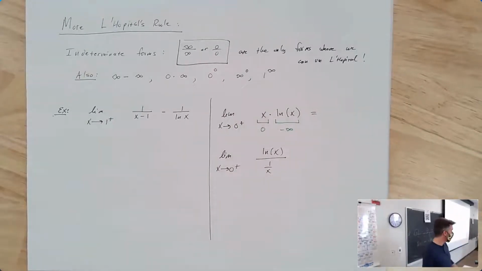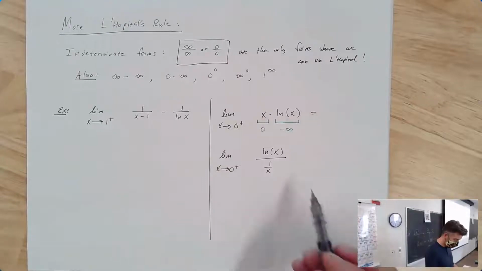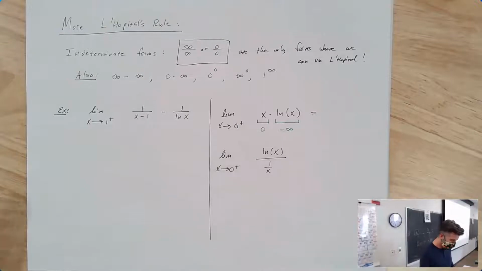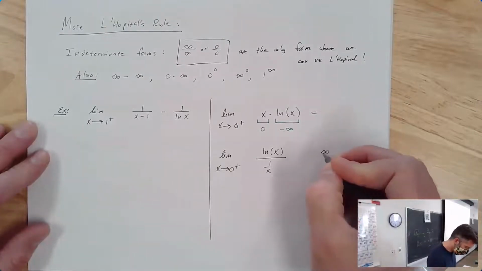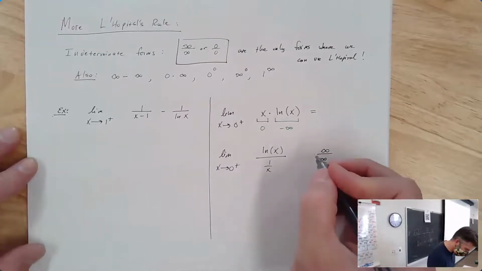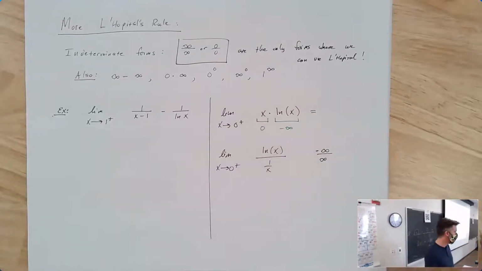Because I want these still to be the same. So multiplying by x is the same as dividing by 1 over x. And now this is an infinity over infinity form. Technically, it's a negative infinity over infinity. I don't really care about the signs of my infinities when I'm doing this part, because I just need it to be some sort of infinity over some sort of infinity. But it's good to be aware if it's positive or negative.